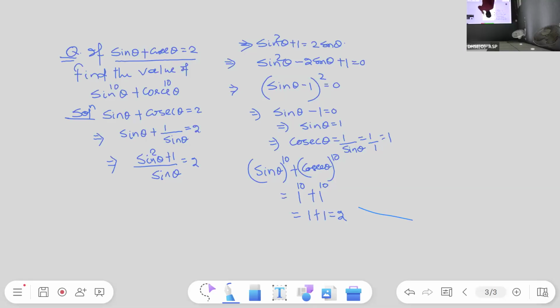Shobhit, you are from which higher secondary school? Okay, next question.